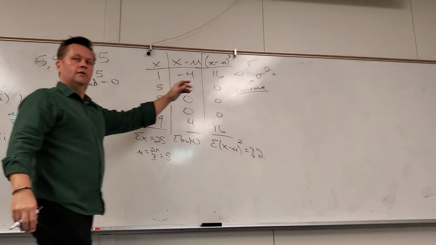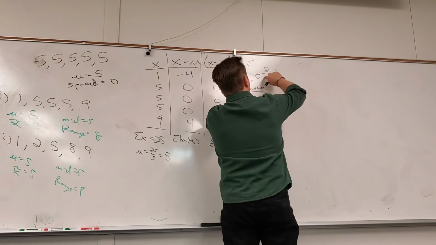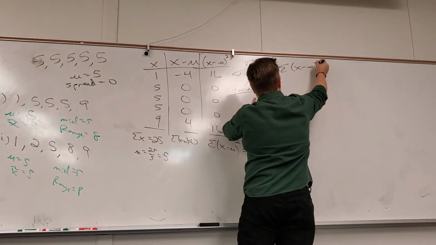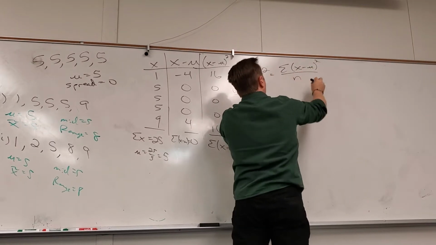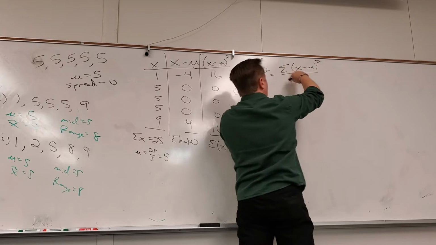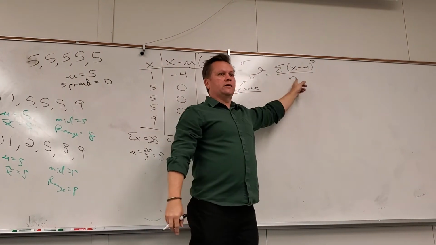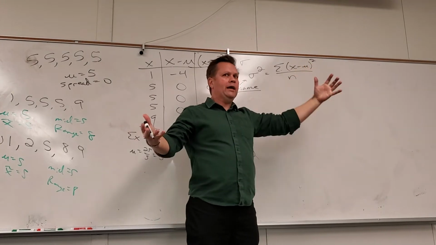Okay. So how do I find the average square distance? I add up the distances squared and divide by how many there are. Do you see how this is just an averaging equation? Add up these divided by how many there are. That's the average of these. Bam!